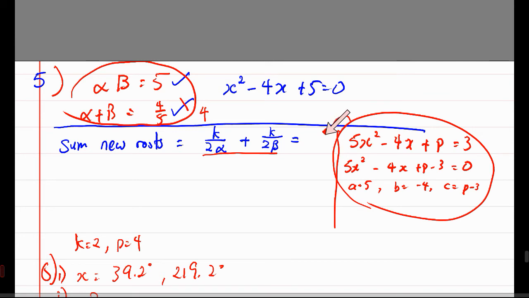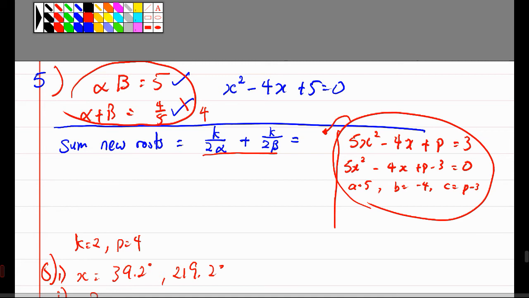Is this number 4? No, because it's a new equation. This is the equation, so I must use the B over A. So it will be 4 over 5. Can follow? Can.